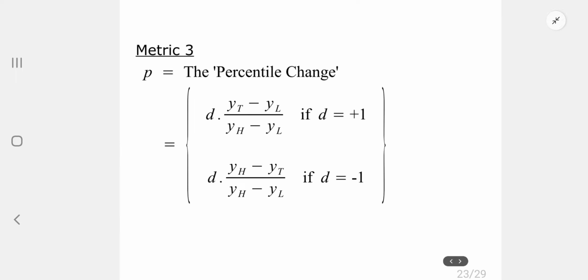Metric 3, which equals P, which equals the percentile change, which equals D times yT minus yL, all divided by yH minus yL if D equals +1, and D times yH minus yT, all divided by yH minus yL if D equals -1.